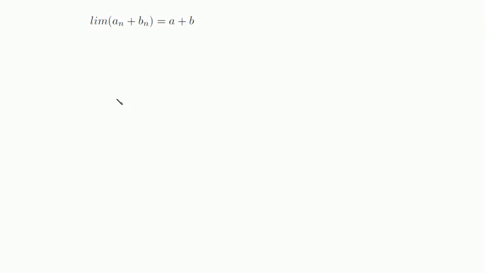Hello, in this second video in the series on the algebraic limit theorem, we shall prove that the limit of the sum of two convergent sequences is equal to the sum of the individual limits. Let's look at what that actually means. We basically still measure the distance between two points, only the points are represented as sums now.